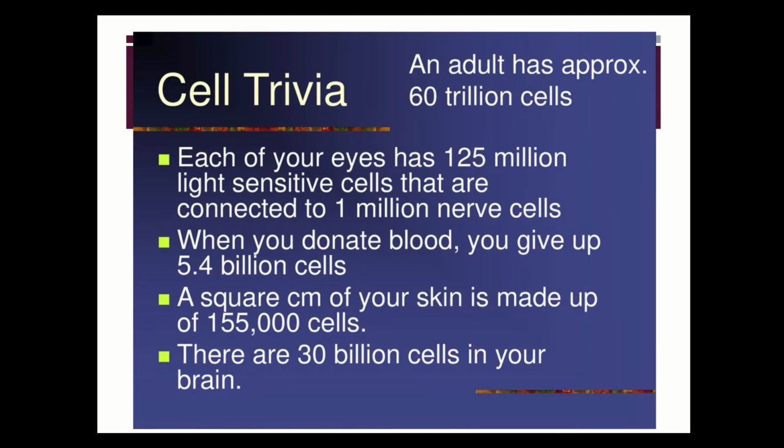Next one, a square centimeter of your skin is made up of 155,000 cells. And lastly, there are 30 billion cells in your brain. That is for the cell trivia for today.